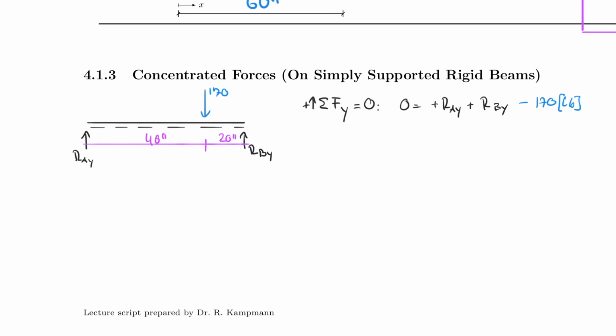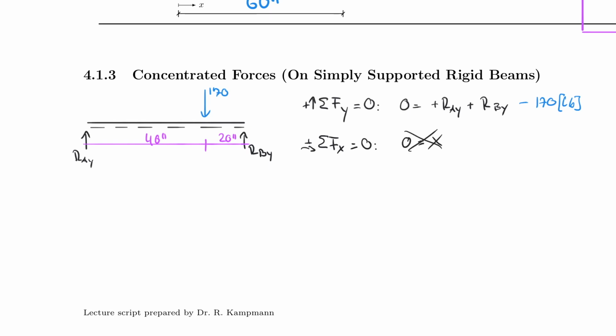So the question then is, what can I do next to find RAY and RBY? Then, of course, the students say, hey, we have a second equation usually, but the second equation would be the sum of the forces in the x direction is equal to 0. And in this case, we have nothing that acts in the x direction. So therefore, x does not even exist.